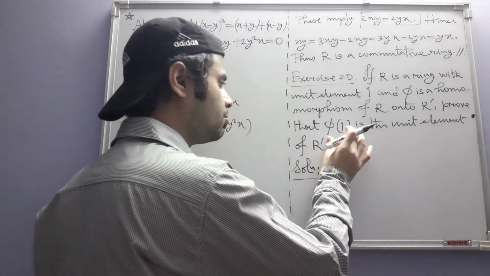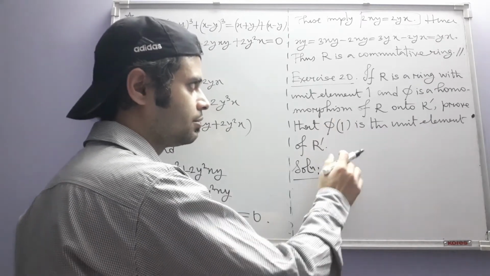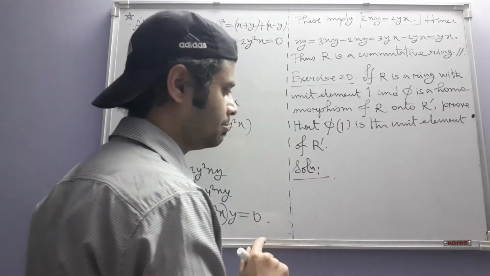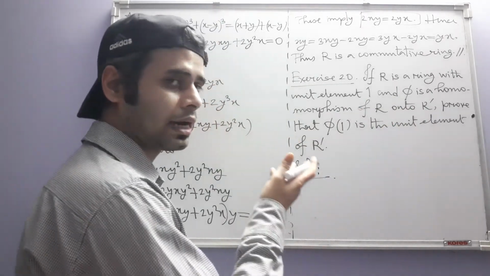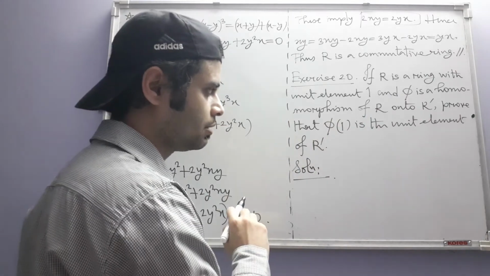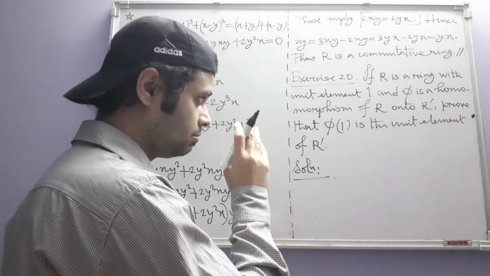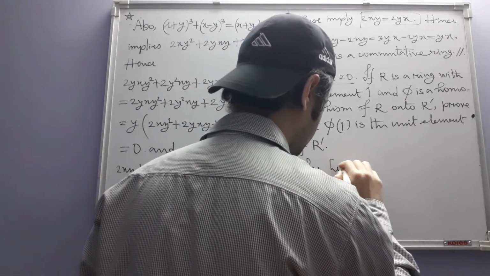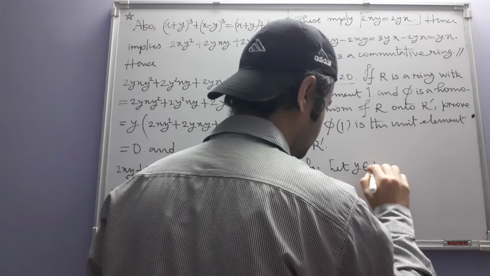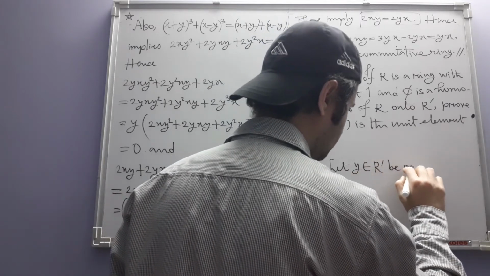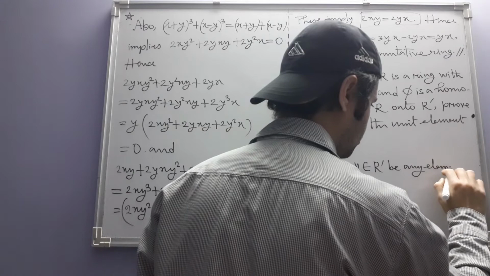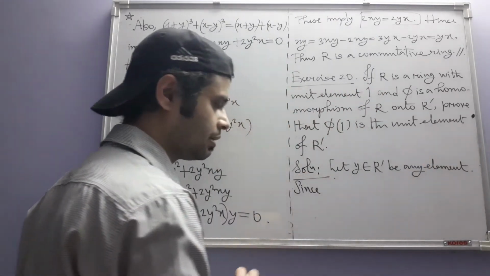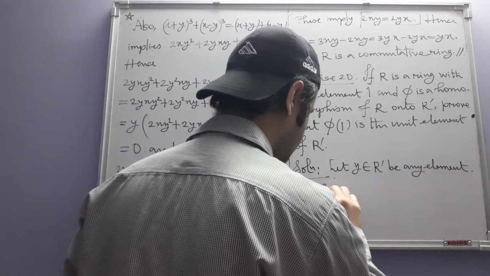Okay, so we have to prove that the image phi of 1, where 1 is the unit element in R, is a unit element in R prime. So if we multiply an arbitrary element of R prime by phi 1 from both sides, I must get that arbitrary element back. So let y belonging to R prime be any element. Now this is where ontoness of phi is required.